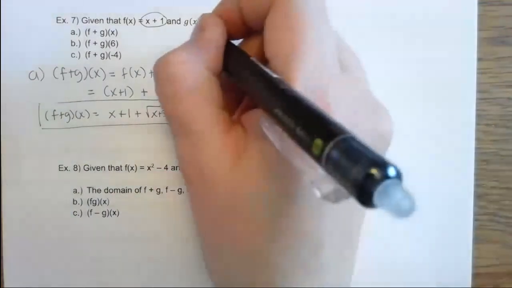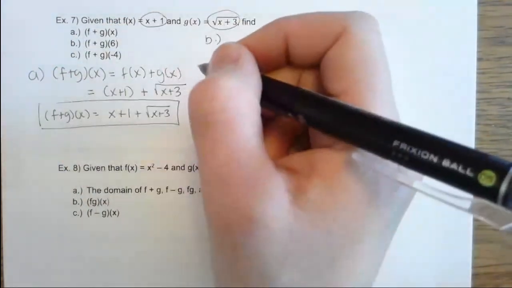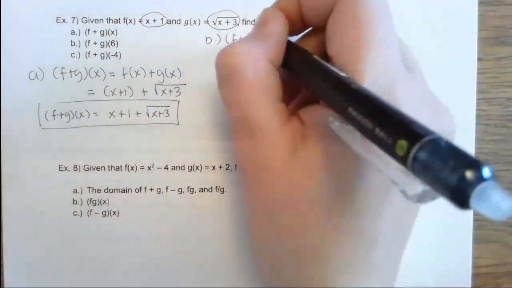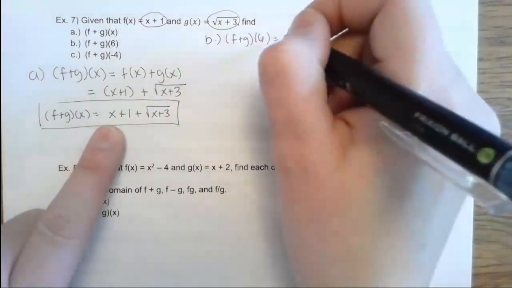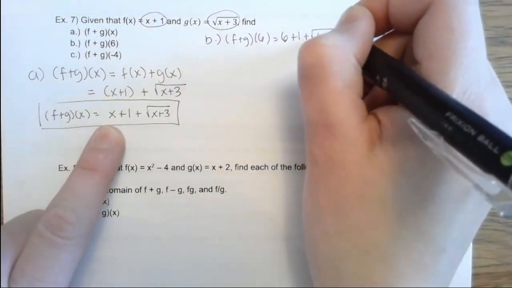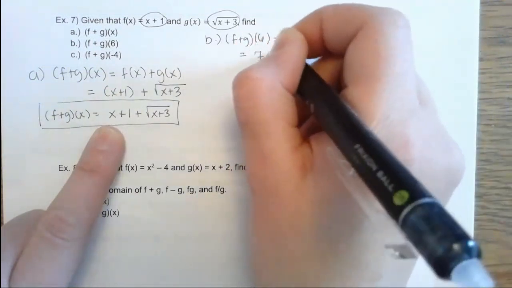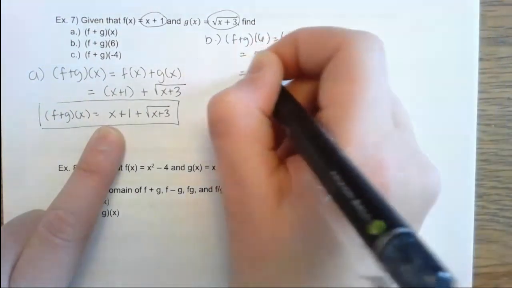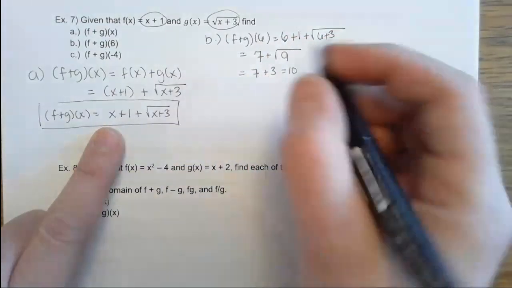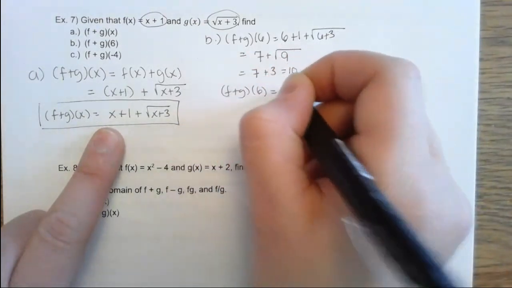Now for b, you have f plus g of 6. So they're basically saying, take your f plus g function, which is this one, and plug in 6. So you're going to just take each x and replace it with 6, just like we have been before. So here 6 plus 1 is 7, 6 plus 3 is 9, the square root of 9 is 3, and I get 10 for an answer. So f plus g of 6 is equal to 10.